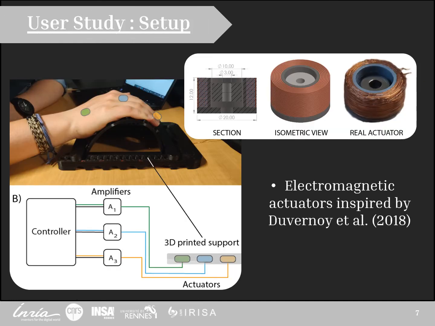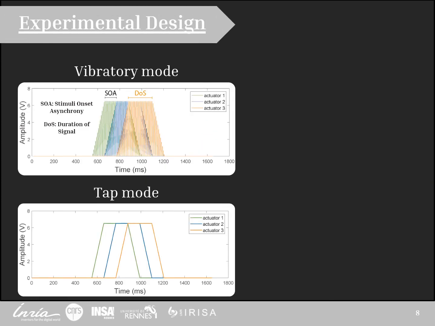The study was realized with 3 custom-designed electromagnetic actuators fixed onto a flexible 3D printed handrest, whose curvature was adjustable. A controller and amplifiers were also used for signal processing. These actuators were used both for vibratory and tap mode. Only the signals sent through the controller were different to convey the 2 sensations.